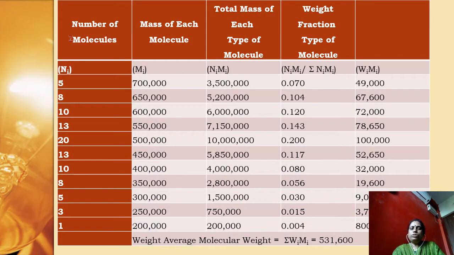Now see here, this is also the same thing. The first column is Ni, the second one is Mi, the third one is Ni into Mi, and the fourth one is the Wi, that is obtained by the formula Ni Mi by summation of Ni into Mi. So this is how we get it. So the weight average molecular mass, summation of Wi Mi, is equal to 5,31,600. So this is how you get the weight average molecular mass.